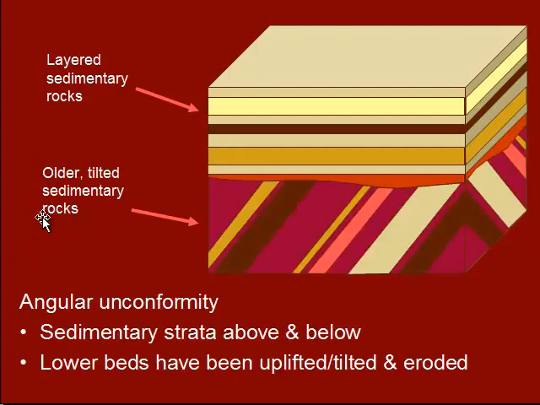The next type is called an angular unconformity. So these sedimentary layers on the bottom, they're older. They're not horizontal anymore. They've been tilted. So we would have had these layers deposited horizontally, then some kind of tectonic event tilting them, eroding down into them, and then another depositional environment where we had sedimentary rocks deposited on top.